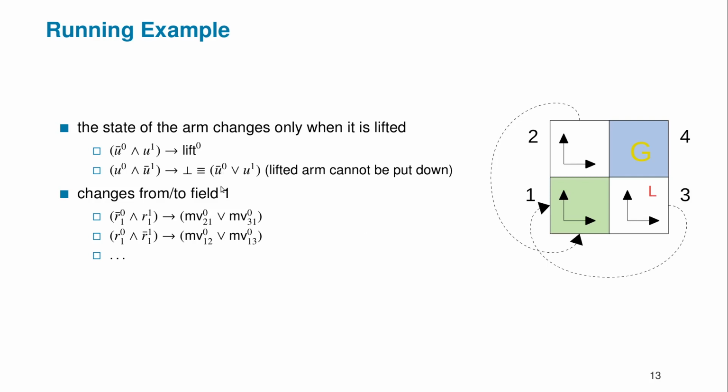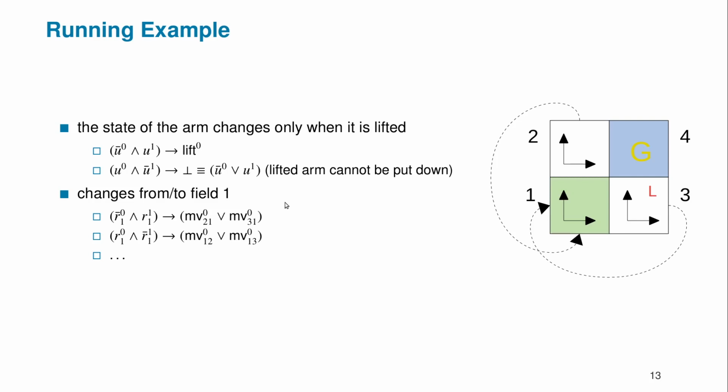Yeah, and here I have another example for a move operation, for a move action. This encodes the changes from or to field 1. If we are at time point 0 not in field 1, and if we are at time point 1 at field 1, then this means we have executed either the action move from field 2 to field 1, or we have executed the action free 1, both at time point 0. And if the robot is in field 1 at time point 0 and afterwards it's not there anymore, then it means the action move 1-2 has been executed, or the action move 1-3 has been executed at time point 0.